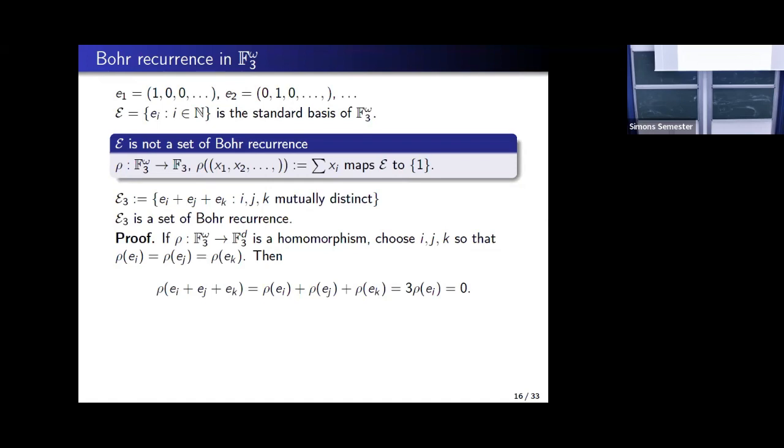And then rho of e_i plus e_j plus e_k, what is that? That's rho of e_i plus rho of e_j plus rho of e_k. That's 3 rho of e_i, because these are all the same, so that's just 0, in characteristic 3. And for this e_i plus e_j plus e_k, I should say choose i, j, and k distinct, naturally. And this e_i plus e_j plus e_k is, of course, in E_3. So that checks that your E_3 is a set of Bohr recurrence.